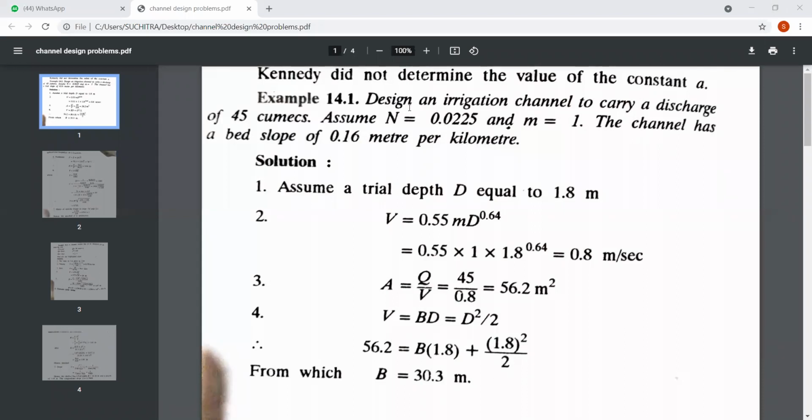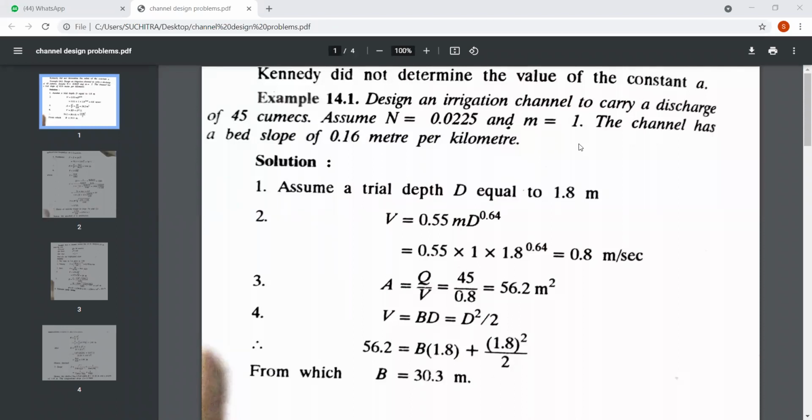Design an irrigation canal to carry a discharge of 45 cumecs. Assume the value of rugosity coefficient, n, as 0.0225, and the value of m, the critical velocity ratio, is given as 1. The channel has a bed slope of 0.16 meter per kilometer, which is the longitudinal bed slope of the channel. Here the discharge Q is given, n is given, the value of m is given, and also the longitudinal bed slope of the canal is given. So it is case one under Kennedy's method of channel design.